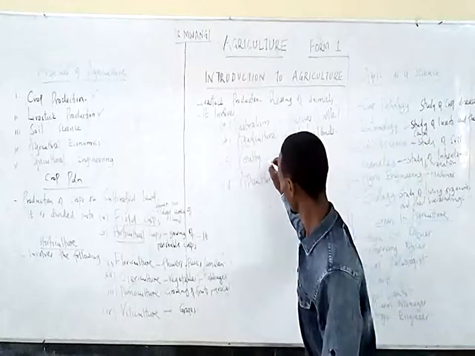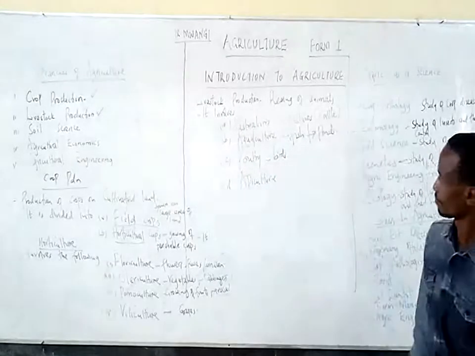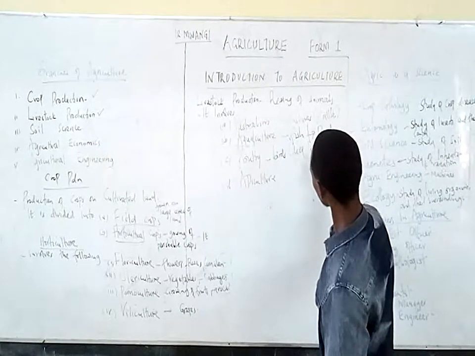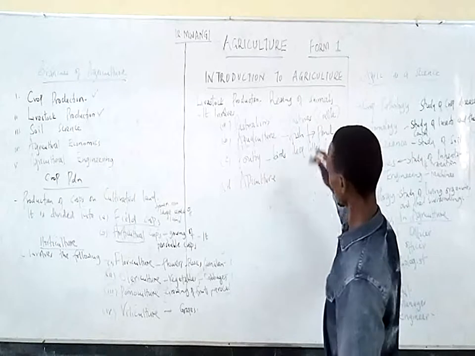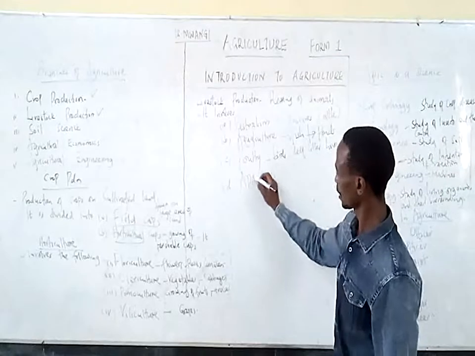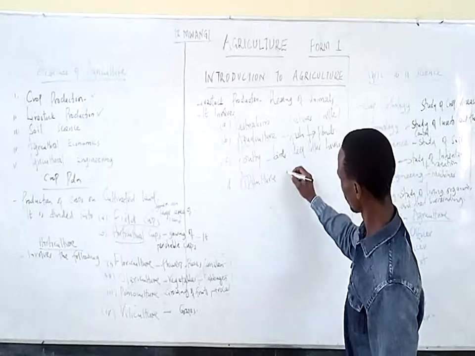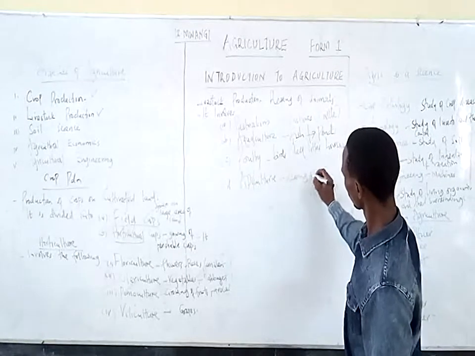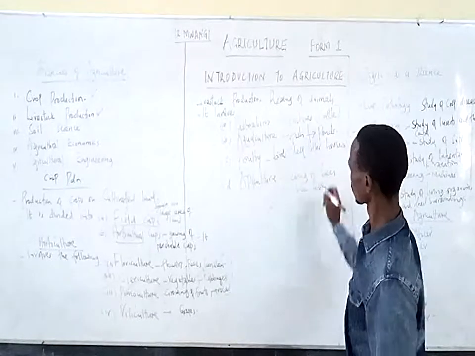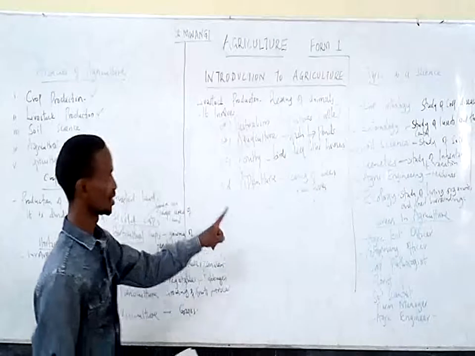Then we have poultry. This is the rearing of birds, and they can be confined in things like big feeder houses and other examples of poultry houses. Then you have apiculture, where api means bees. So apiculture is the rearing of bees in beehives. There's no way you can rear bees if you don't have a beehive.